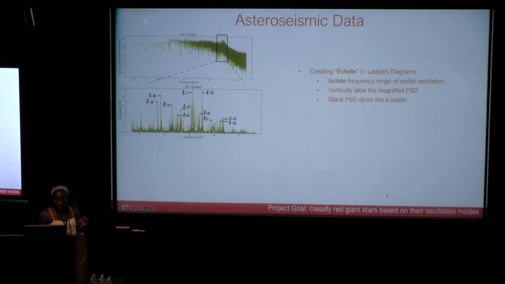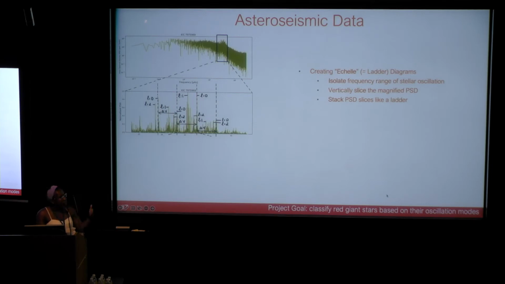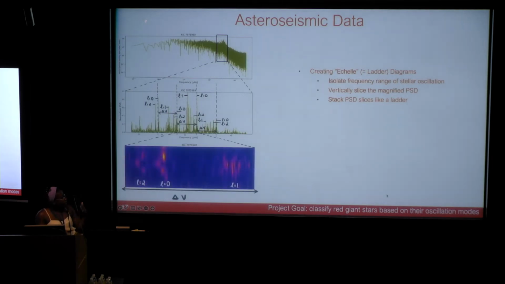Right, and so now with this magnified power spectrum density, we create what is known as an Echelle diagram. And we do so by vertically slicing our diagram by a parameter delta nu, which simply denotes the distance between consecutive L equals 0 oscillation modes. And then we take these slices and we stack one on top of another like a ladder, hence the name Echelle, which is ladder in French.